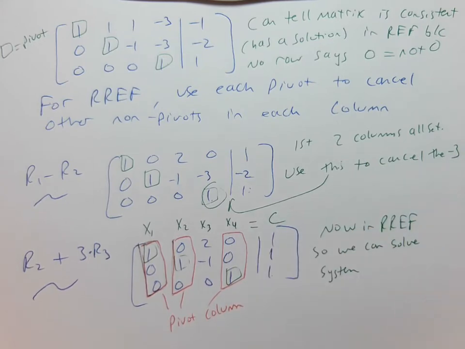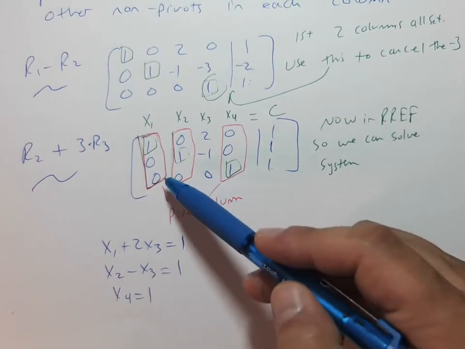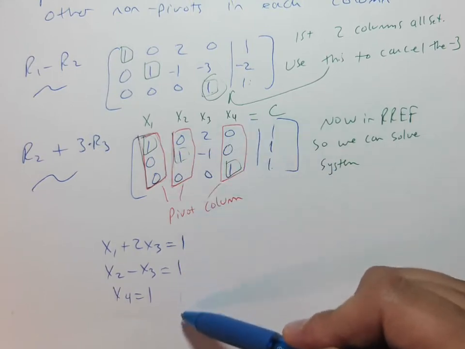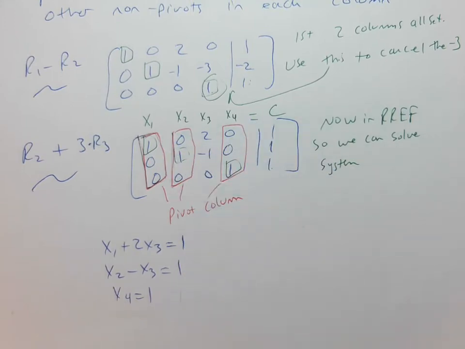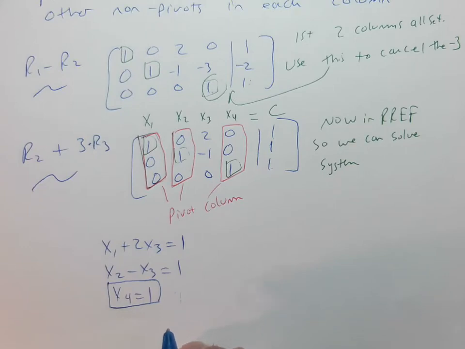So when we write down the equations, the first row says x1 plus 2x3 equals 1. The second row says x2 minus x3 equals 1. And then the third row says x4 equals 1. Oops, sorry, I didn't realize you couldn't see that. Right, so I literally just was writing each row down as an equation. And the third one just tells us one of the solutions, right? So the x4 is 1.